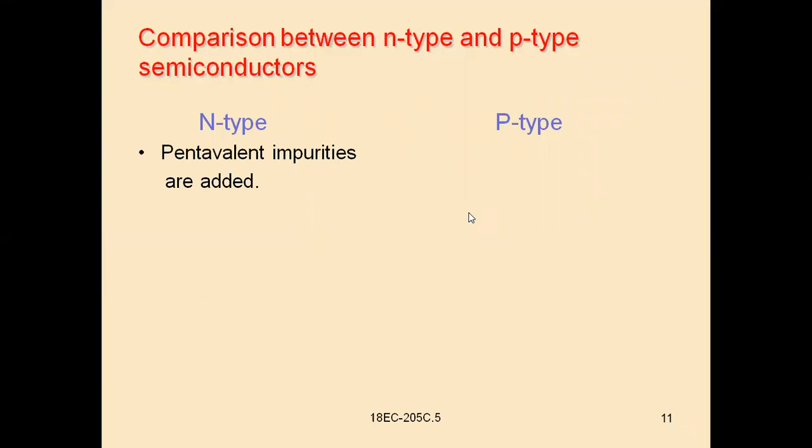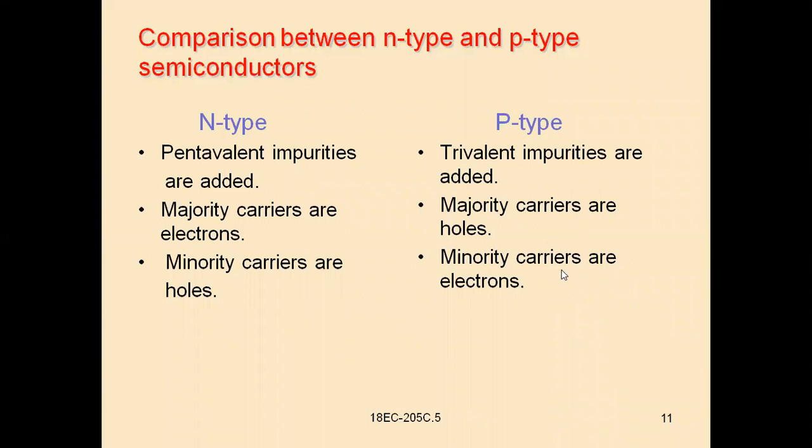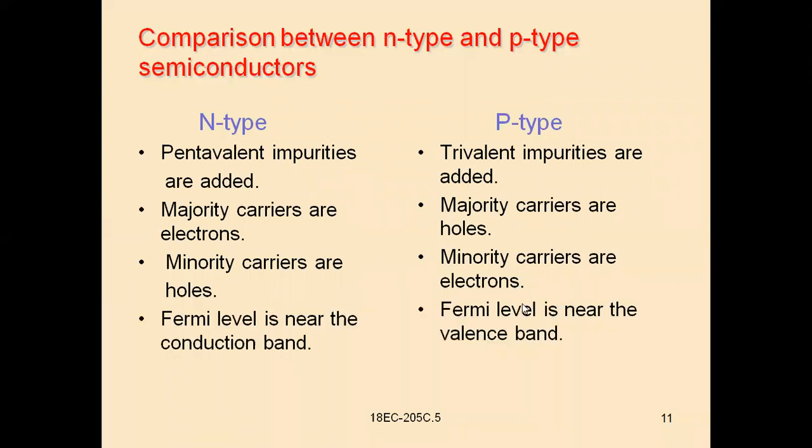So regarding comparison between n-type and p-type semiconductors, in n-type, the pentavalent impurities are added, whereas in p-type, trivalent impurities are added. In n-type, the majority charge carriers are electrons and the majority charge carriers are holes in p-type. And minority charge carriers in n-type are holes. Whereas in p-type, the minority charge carriers are electrons. In n-type, the Fermi level is near the conduction band, and here the Fermi level is near the valence band.